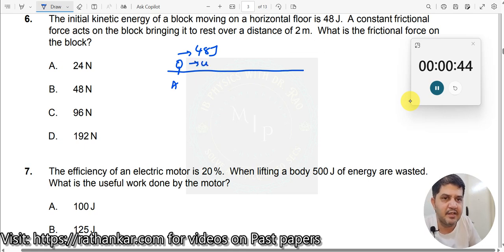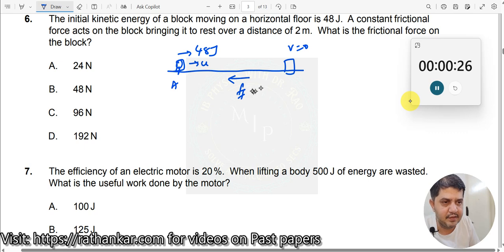Okay, a constant frictional force acts on the block, bringing it to rest over a distance of 2 meters. So therefore, the block comes over here. The block comes here, and its final velocity v is equal to 0 over here, and it's a constant frictional force. Something is opposing constantly. Okay. What is the frictional force on the block? So how do you do it?